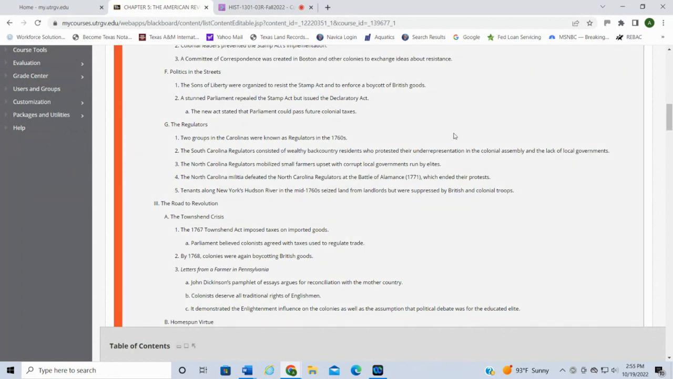The South Carolina Regulators consisted of wealthy backcountry residents who protested their underrepresentation in the colonial assembly and the lack of governance. So the South Carolina ones were a little more well-to-do than the North Carolina ones. The North Carolina ones were small farmers who were upset with the local governments. They both had similar gripes and complaints, basically that they felt their political needs and concerns were not being addressed, and they wanted to do something about it. The North Carolina militia defeated the North Carolina Regulators at the Battle of Alamance, which ended their protest.